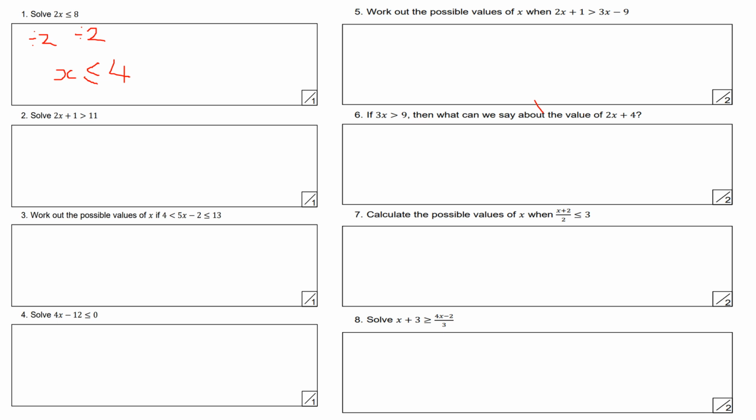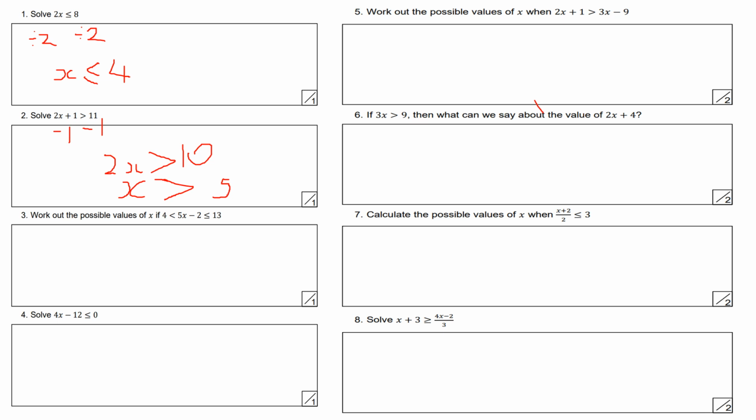Question number 2, solve 2x plus 1 is greater than 11. So I'm going to subtract 1 on both sides. So I get 2x is greater than 10. Dividing both sides by 2, I get x is greater than 5, guys.